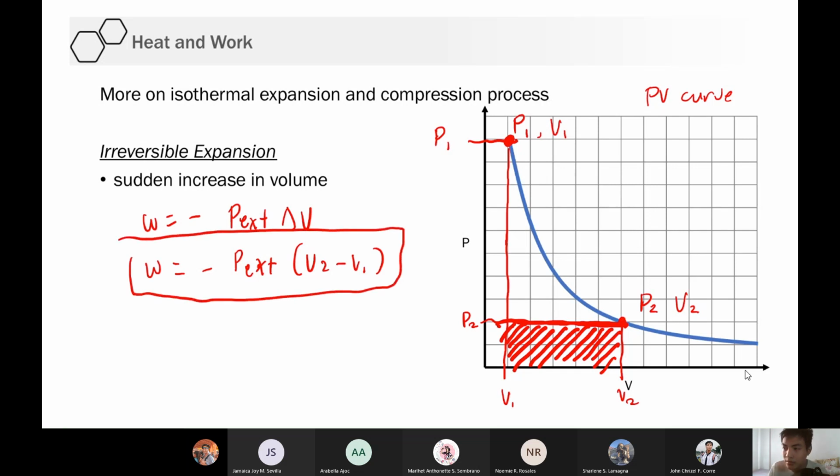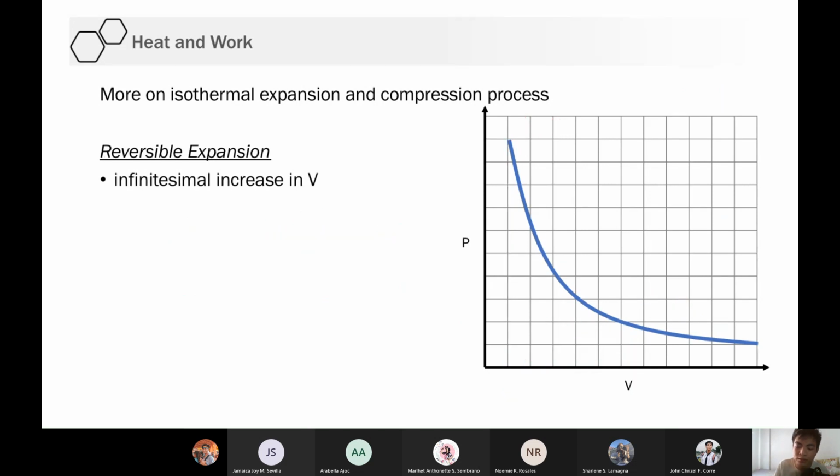Ayan na yan. Save nyo na yan. Irreversible expansion. Nagulat na lang siya. Andito siya, nandun na siya. So, to get the work, only this square has to be considered. Ito lang yung area. Ito lang yung work. Yung value niyan, yun yung work.